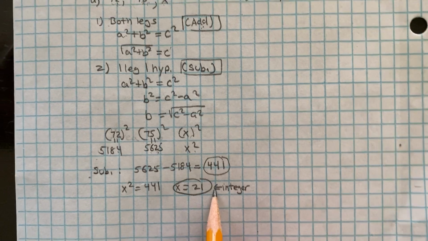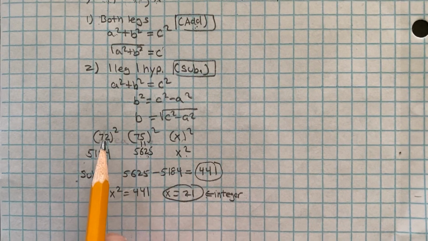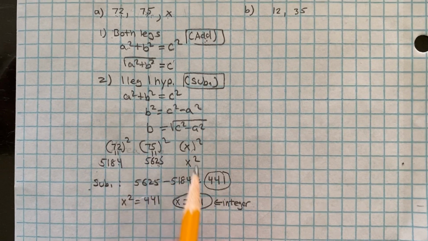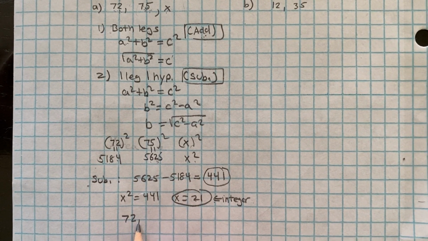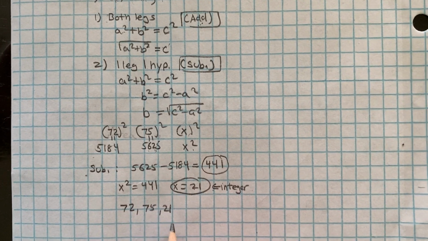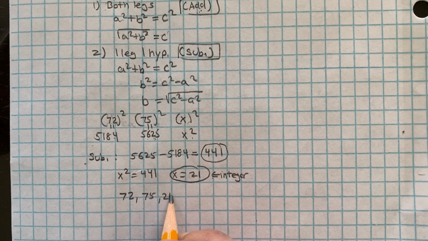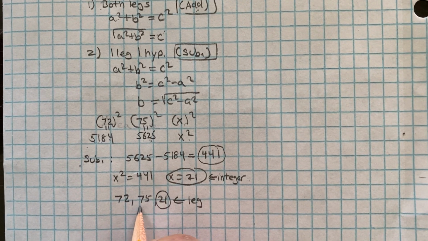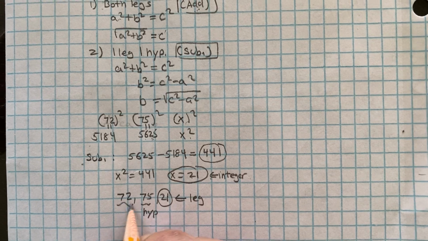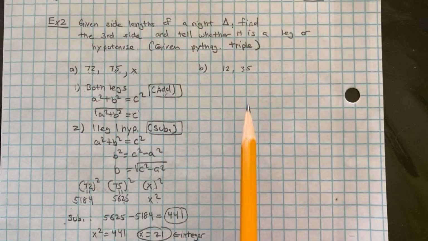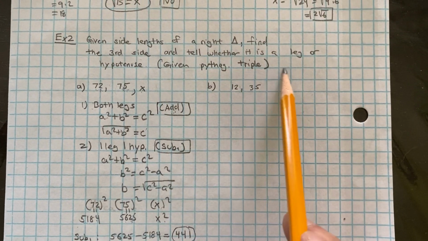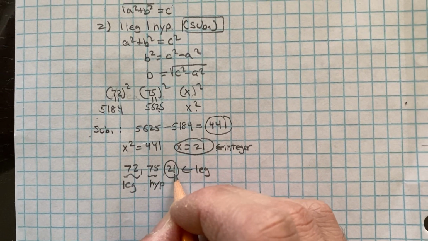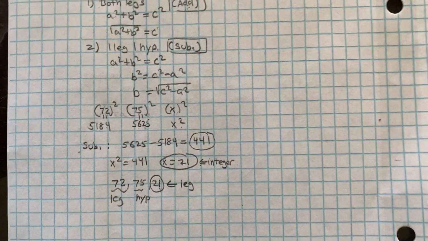Okay, so I got a Pythagorean triple, right? X is 21. 72 and 75 are the other side lengths. And if x is 21, with 72 and 75, clearly this side length right here has to be a leg. This is the hypotenuse. This guy right here is the other leg. And I believe the problem was asking, tell whether it's a leg or hypotenuse for the third side. So this third side that we computed is a leg.